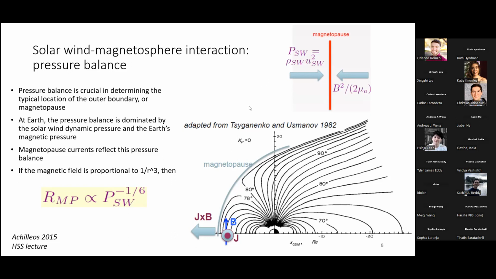Now I'll just allude to this for the next couple of slides. I'll be talking about the fact that this pressure balance will get you pretty far, but there's another term, the thermal pressure, that can also be important, although it's not that important at Earth. So let's go on to the next slide and see that a little more.